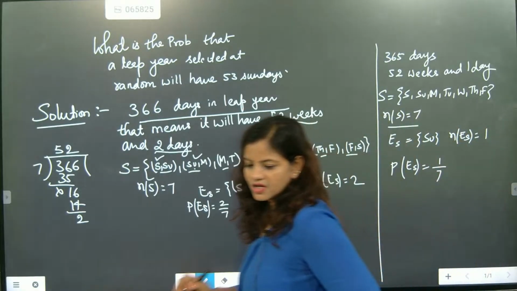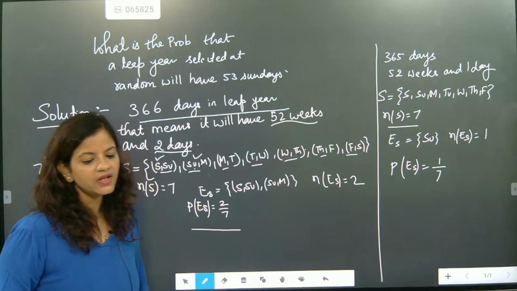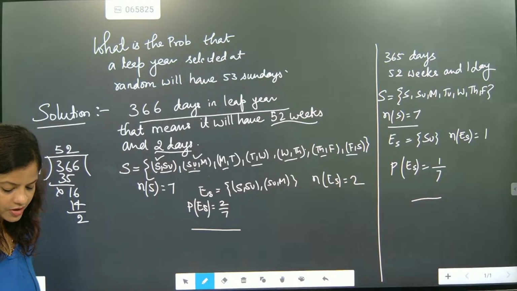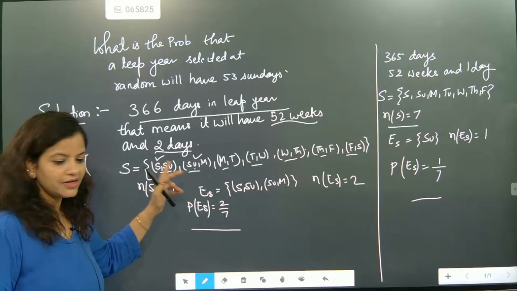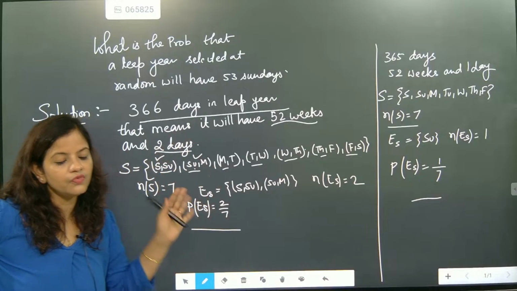Now I hope my children might have understood the difference between writing 2 by 7 and writing 1 by 7. Come on beta, did you understand? Everybody understood this one? This is how we approached Saturday, Sunday. This is sample space beta. 52 is packed, so 52 will not change.